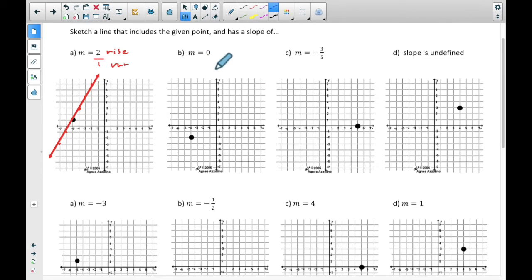Again, we said if it's a whole number, it's not a fraction yet. If you want to put it over 1, you can. And so this is a rise of 0 and a run of 1. Rise of 0, run of 1, etc. So our line is a straight line horizontal. And so again, we want to use a straight edge and connect our points.